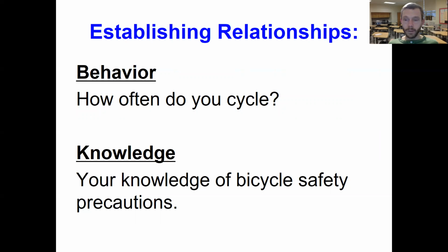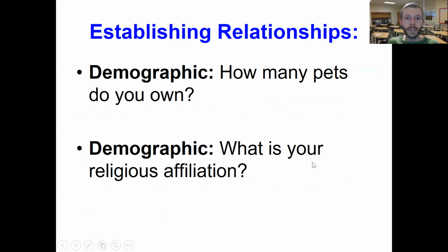Again, one might assume that the more often a person rides their bicycle, they will probably be more knowledgeable about bicycle safety precautions, perhaps because they've had accidents in the past, or they're trying to be proactive and prevent accidents because they know they're going to be riding on city streets where it might be potentially dangerous. So for this next set of potential correlations, we have how many pets do you own and what is your religious affiliation?